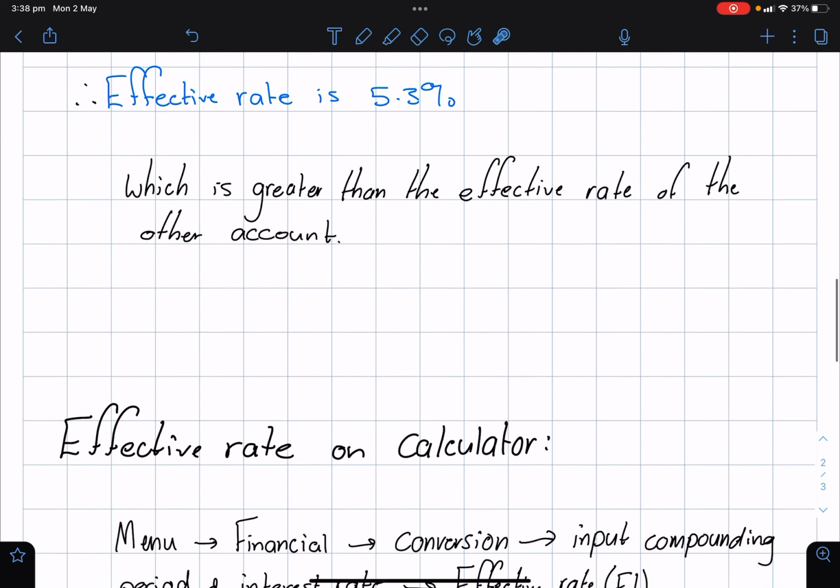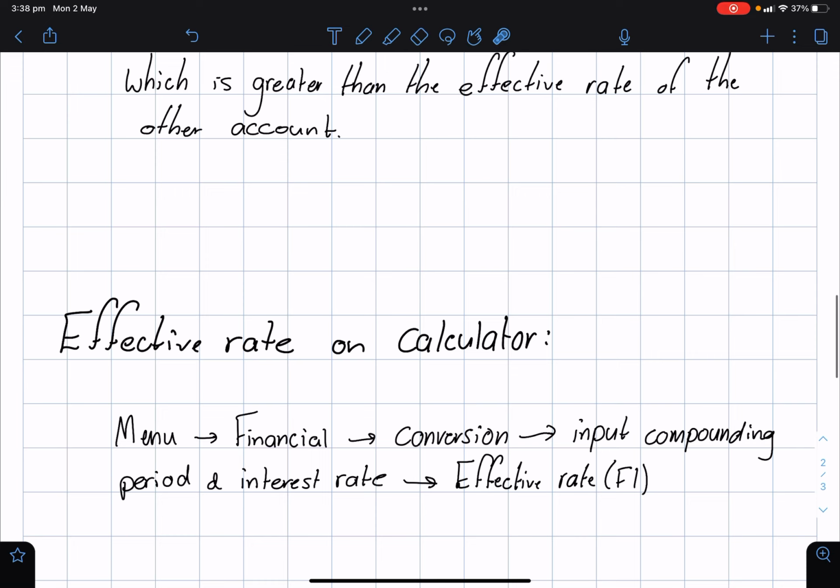You can actually calculate the effective rate on a calculator. This is for a Casio FX-CG50, but it'd be very similar for your other calculators. You go to menu, then to financial, click conversion, which I think is F5, input your compounding period, so that's your N, depending on how many years you're looking at as well, be careful with that, and your interest rate, and then click effective rate, which is your F1, and that will calculate your effective rate for you.